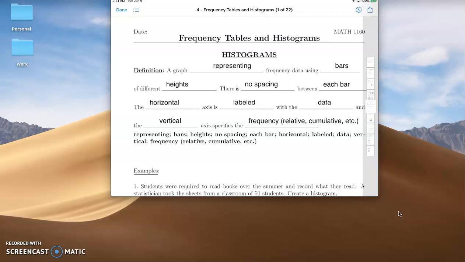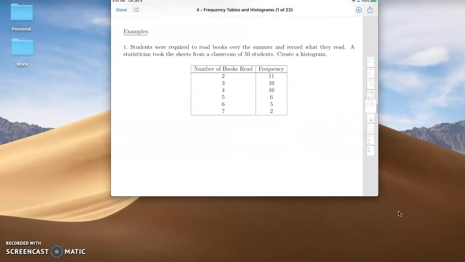A graph representing frequency data using bars of different heights is a histogram. There is no spacing between each bar. The horizontal axis is labeled with the data, and the vertical axis specifies the frequency, either relative or cumulative or just the plain frequency. So let's look at an example.